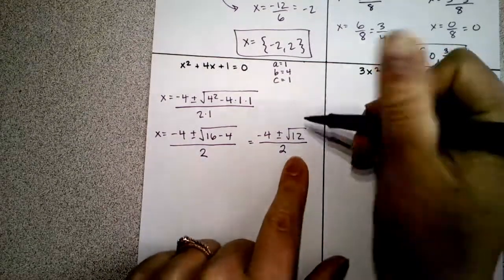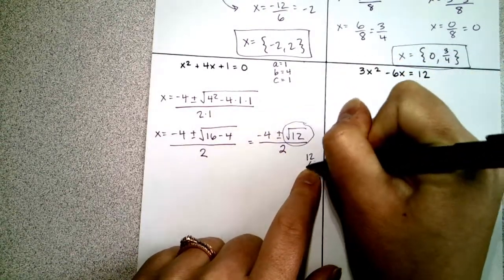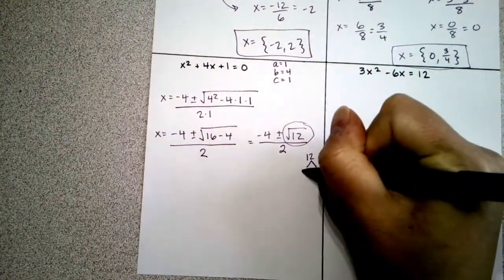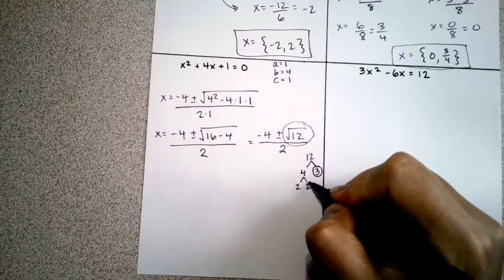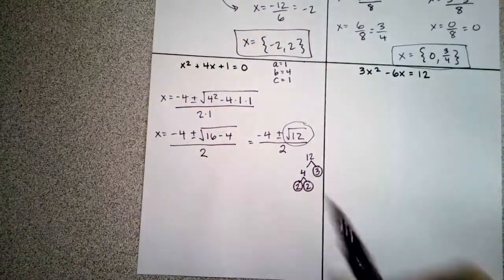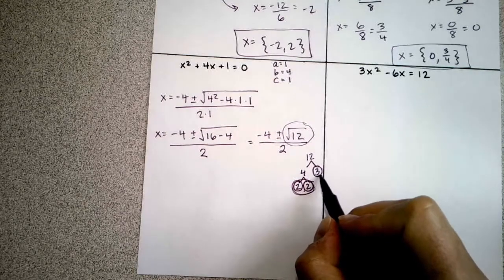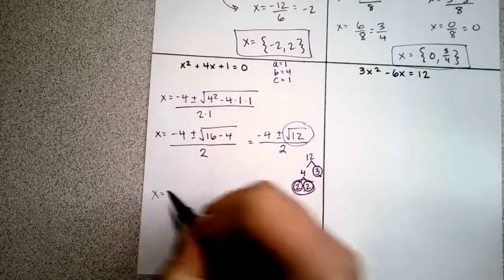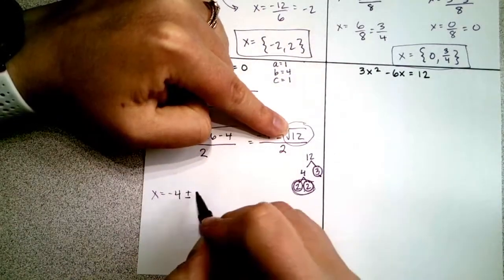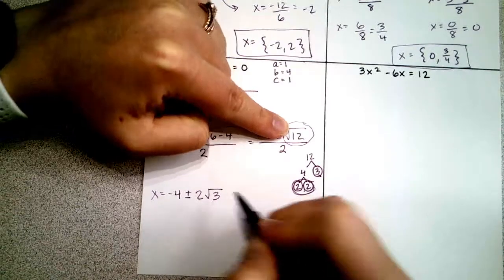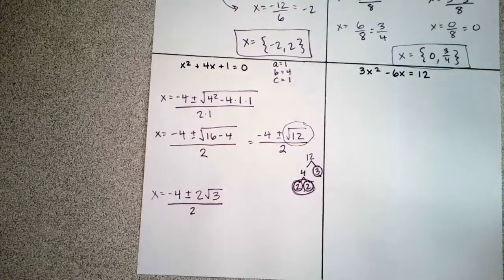But now, we don't know the square root of 12, but we can simplify this. So remember to simplify our square roots, we make a factor tree. Factors of 12 are 4 and 3, 3 is prime. Factors of 4 are 2 and 2, 2 is prime. And then to simplify, we're looking for pairs of numbers that we can take out of the square root, and anything that doesn't have a pair has to stay inside. So this simplifies as -4 plus or minus, and then the 2 gets to come out, and the 3 has to stay inside the square root. So plus or minus 2 square roots of 3 all over 2.